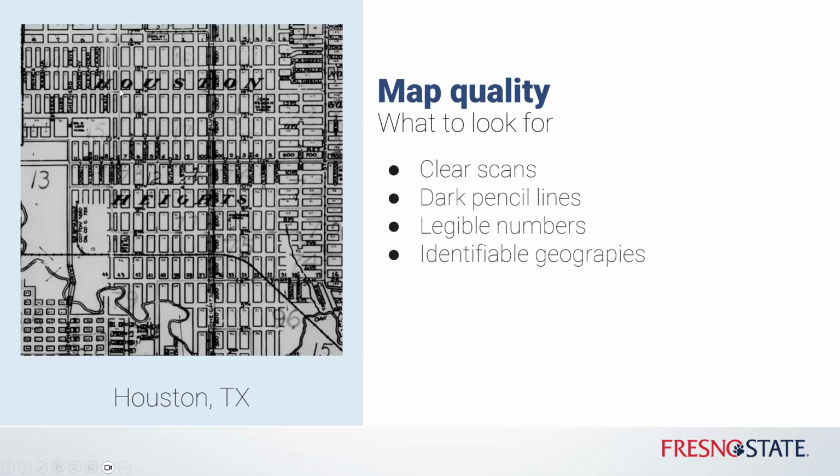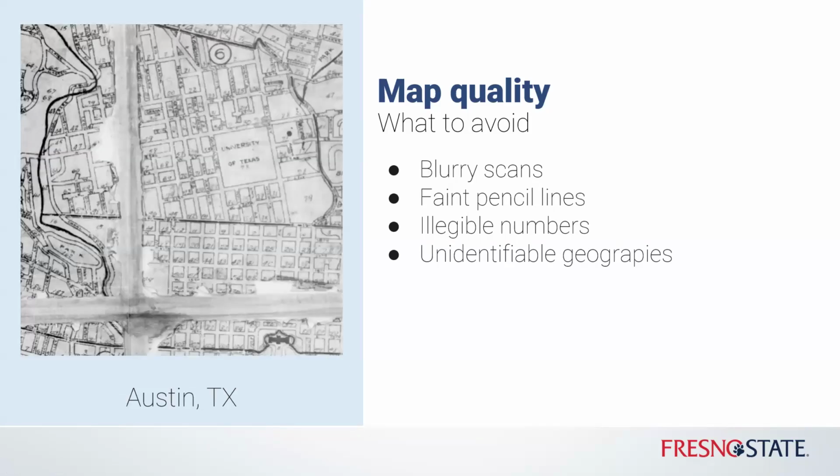Let me go back here and just point something else out that I failed to mention. The enumeration district boundaries are drawn in pencil. So you see that pencil line going down right here and going down 11th Street. You want to be able to see those because those are the enumeration district boundaries. That's what they were doing there. In Austin, you really can't see them. I can sort of, I think, faintly see one right there, maybe.